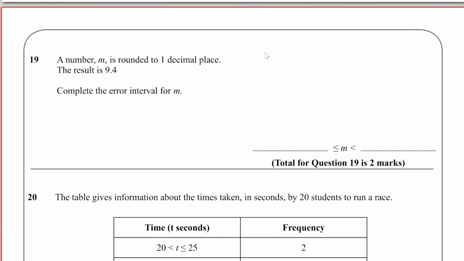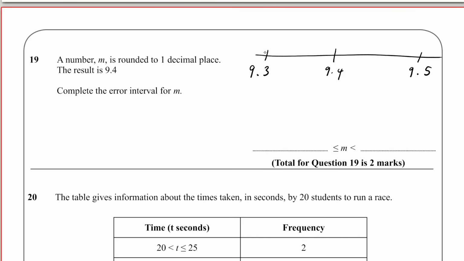Question 19. A number m is rounded to one decimal place. The result is 9.4, complete the error interval for m. So we've got 9.4 to one decimal place. The one below is 9.3. The one above is 9.5.